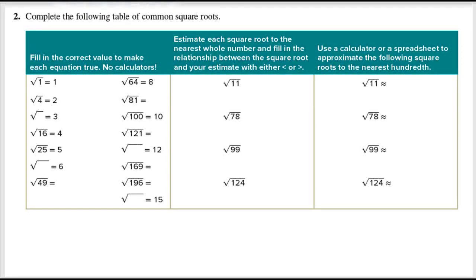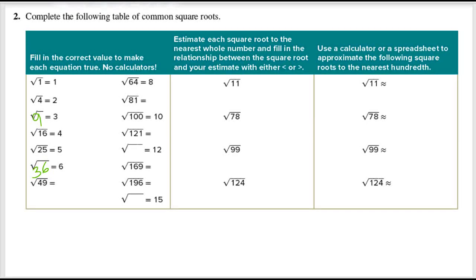Okay, square root of 1 equals 1. That's because 1 times 1 is 1. Square root of 4 equals 2 because 2 times 2 is 4. I want to see what I take the square root of to get 3, so I do 3 times 3, I get 9. And yes, the square root of 9 is 3. Square root of 16 equals 4. Square root of 25 equals 5. What do I take the square root of to get 6? Well, that's 6 times 6, or 36.